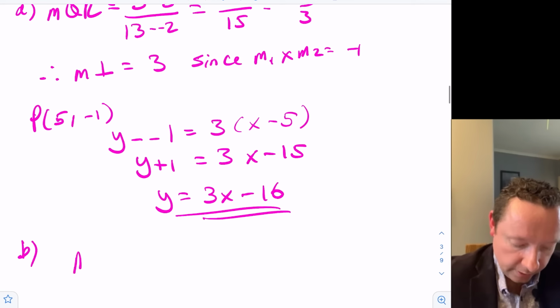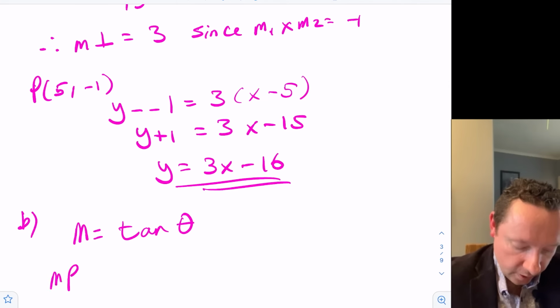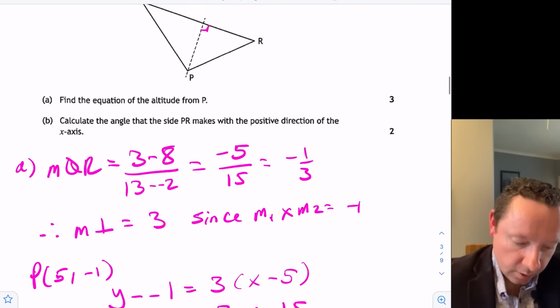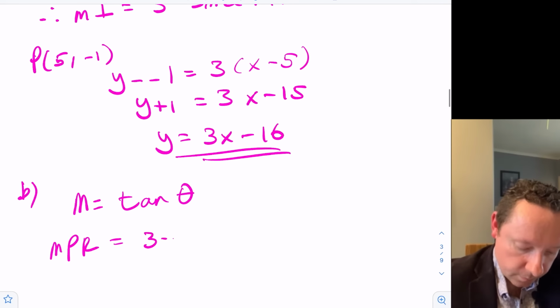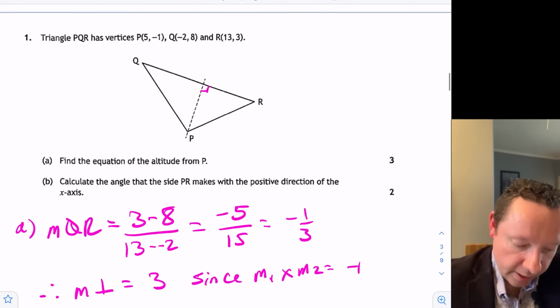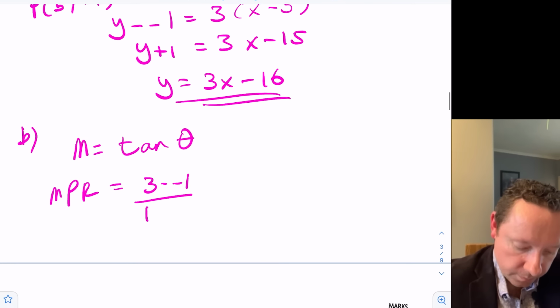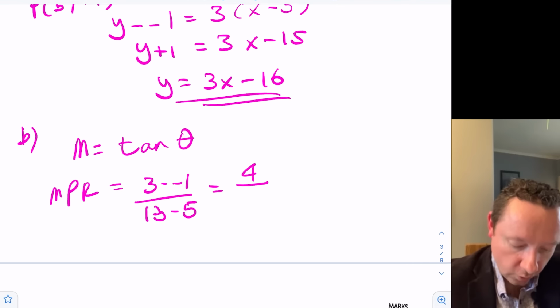Part B, calculate the angle PR makes with the positive direction of the x-axis. Well, we know that gradient equals tan theta. So we need the gradient of PR. So let's look at P and R. We've got 3 minus 1 on the top, over 13 minus 5 on the bottom. That gives me 4 over 8, which is 1/2. So our tan theta equals 1/2.